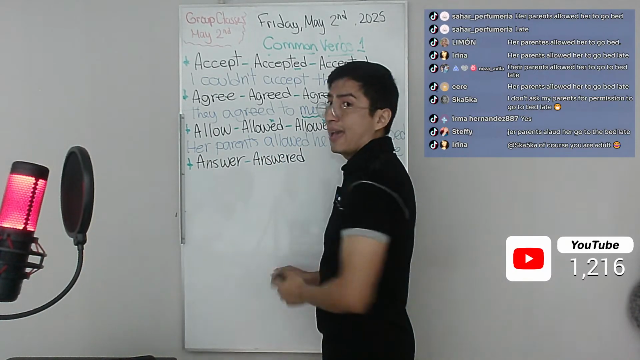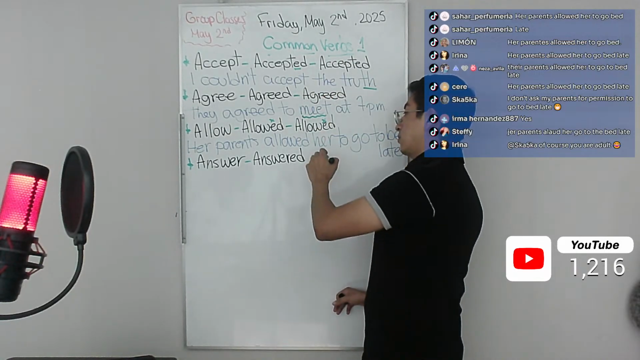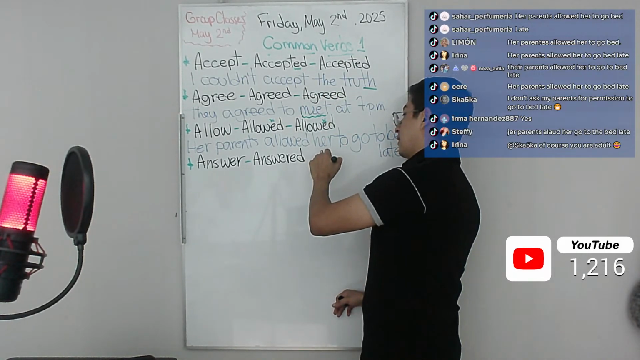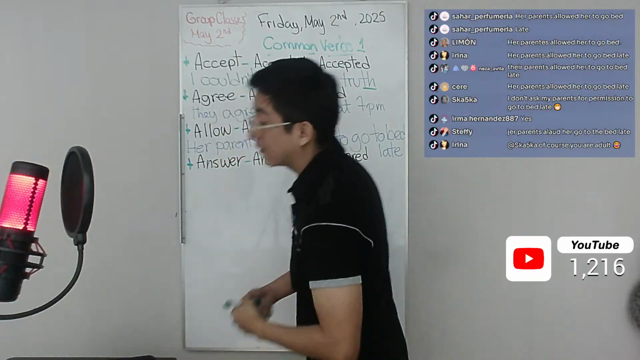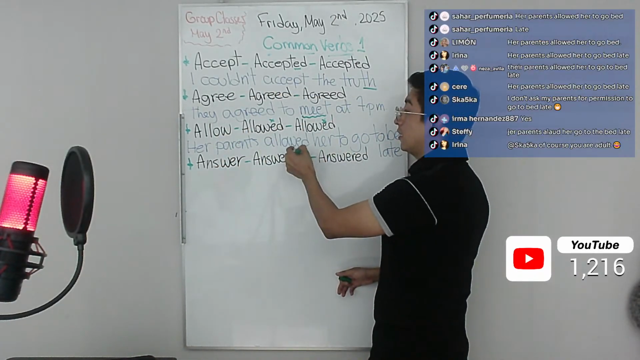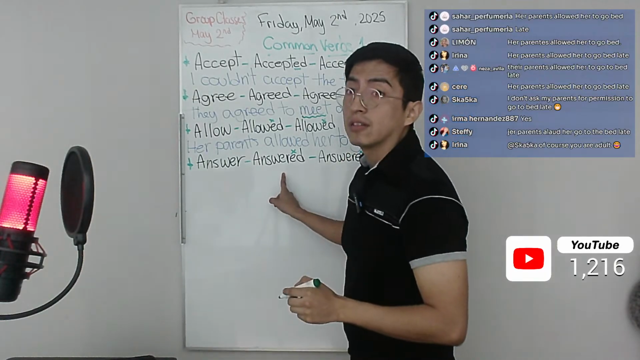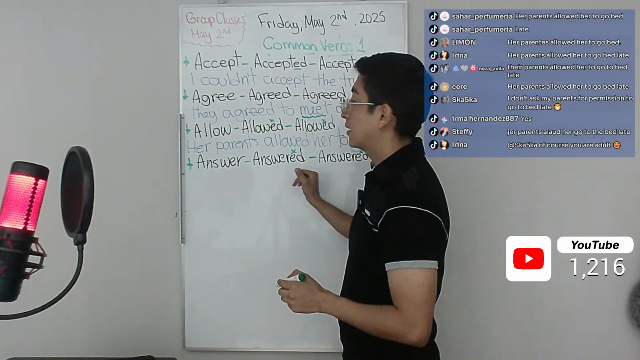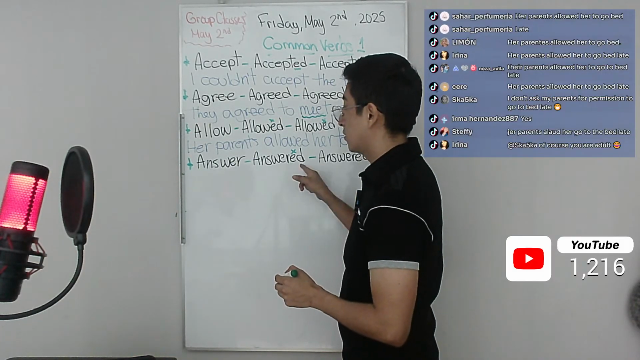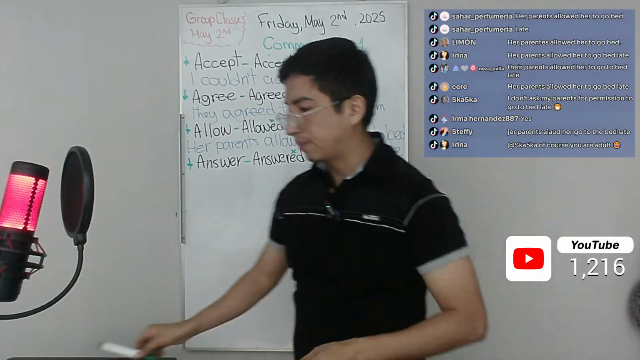We have here answered, answered, and the other one is answered to. Okay, again, we don't pronounce the letter E here. Please, don't pronounce the letter E. Okay, answer, answered. Letter D. Answered, answered, answered. Okay, guys.